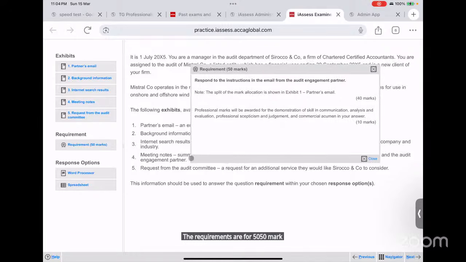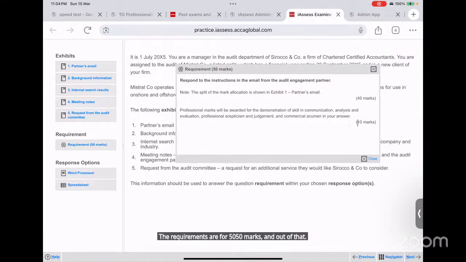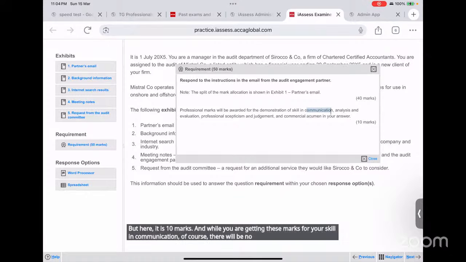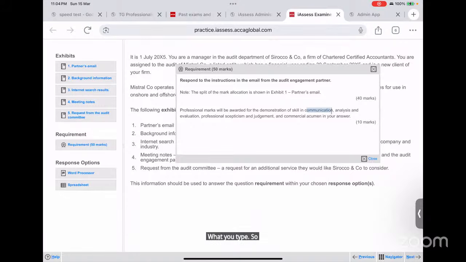And out of that, 10 marks are professional marks. So in SBR, 4 marks were professional, but here it is 10 marks. And why are you getting these marks? For your skill in communication. Of course, there will be no debate or declamation in the paper, but communication through what you write, what you type. So it is very important that you use professional words.